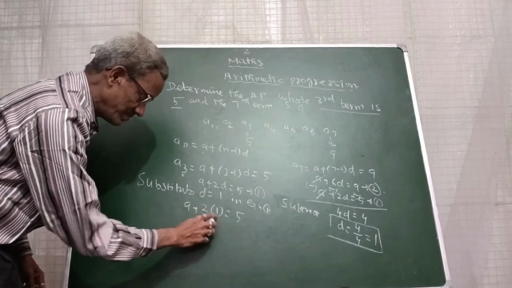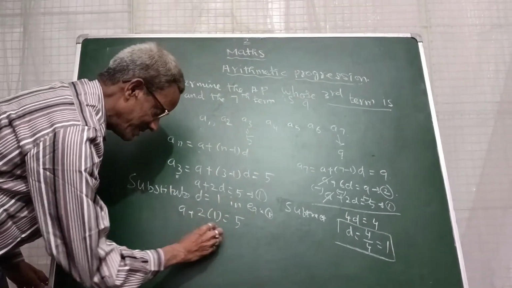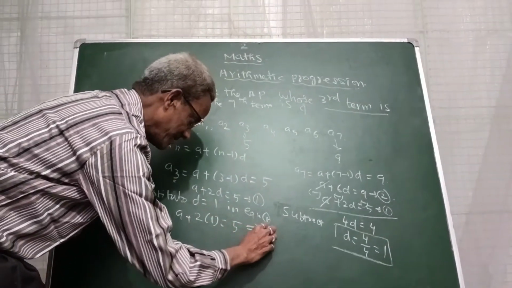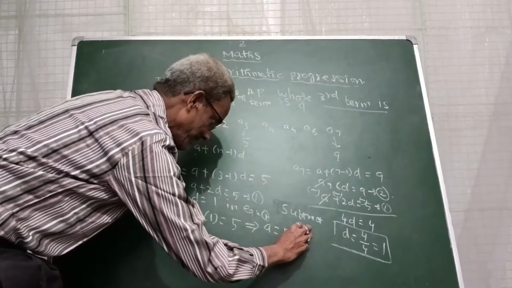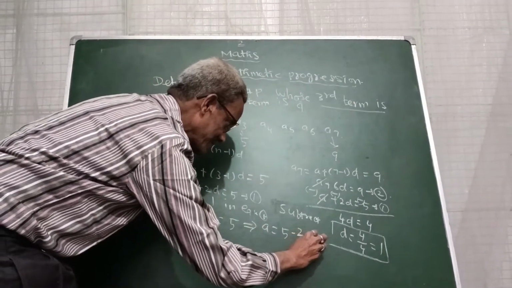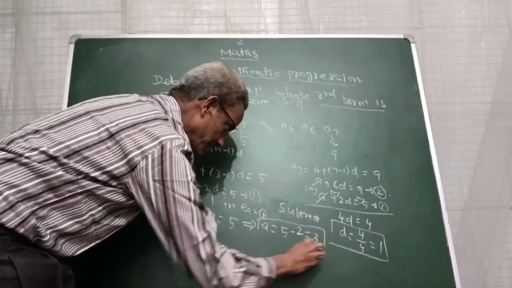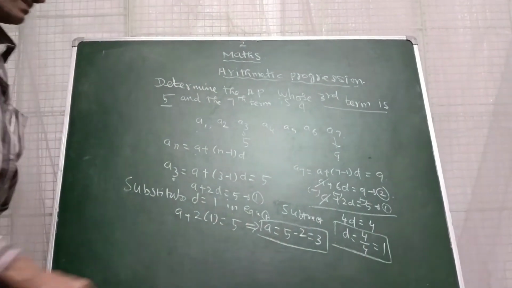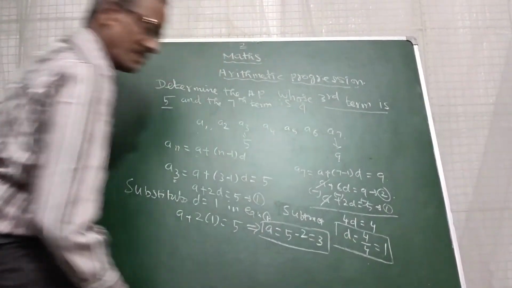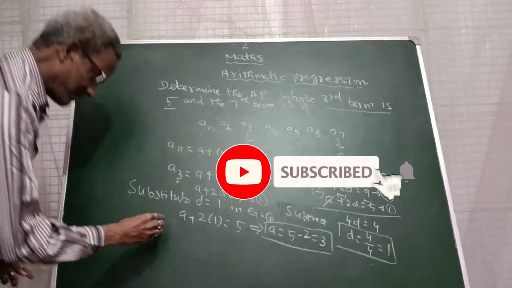2 ones are 2, and plus 2 goes to the other side, so you have to subtract. So a equals 5 minus 2, we get the answer as 3. Now we got the first term, and we got the common difference also. What is the general form of the arithmetic progression?